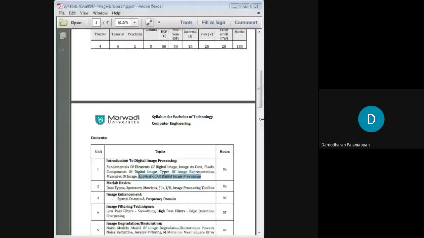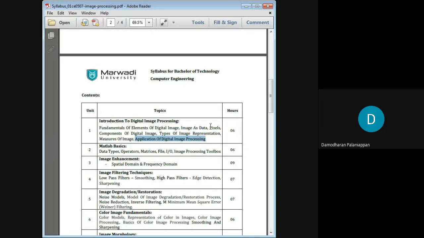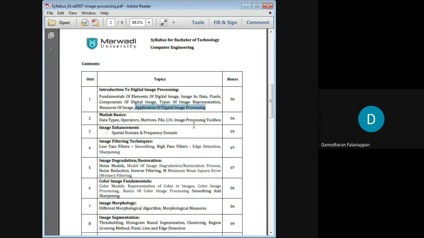Now I'm going to share the syllabus. What are the topics we have covered? This is your syllabus, where the first topic we see is the introduction to digital image processing, where we have discussed all the topics.